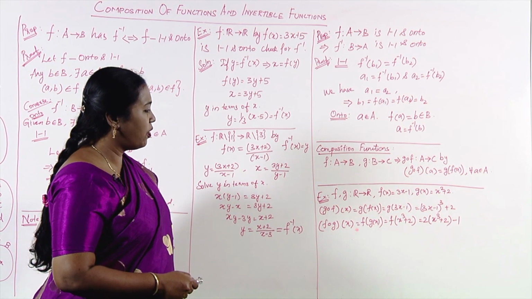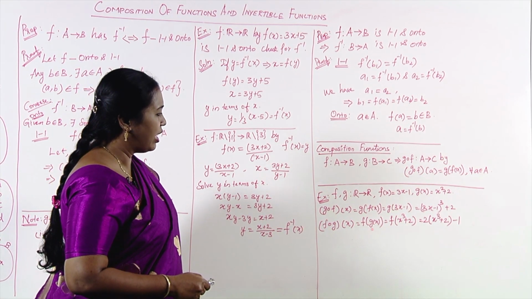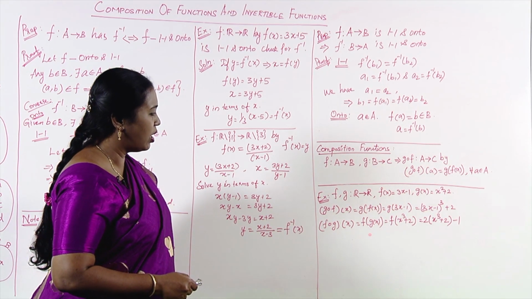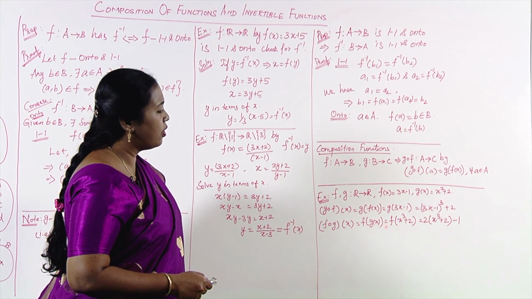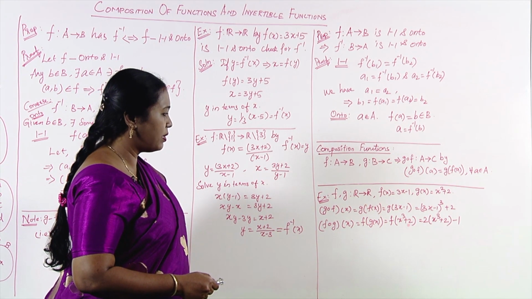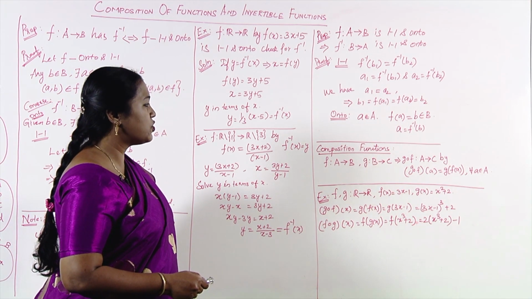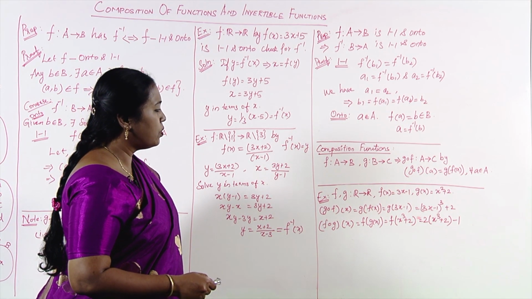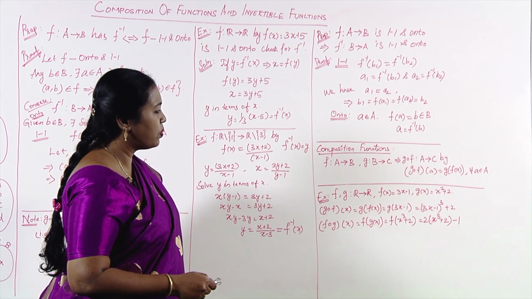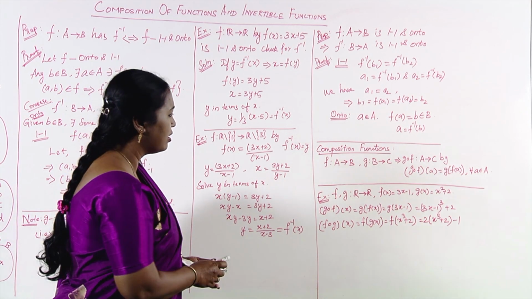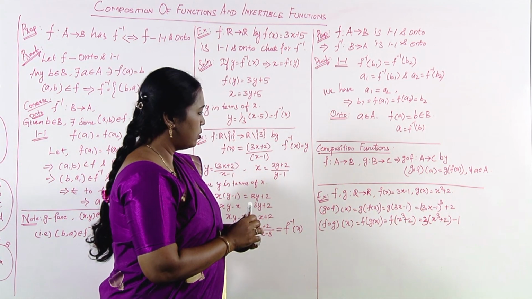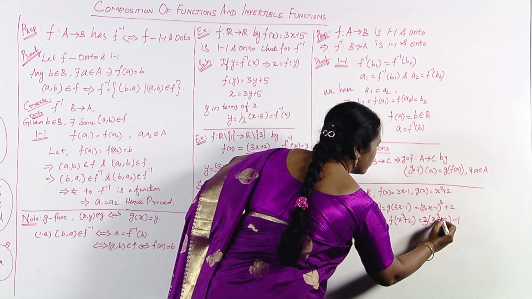F composition g of x will go from C to A, and again it does not make any difference here since it is all R to R. And here f of g of x would be, instead of g of x, substitute this value x squared plus 2. So, f of x squared plus 2 would yield 2 into, and now what do we know about f of x? It is 3 times x minus 1. So, this should be 3 into x squared plus 2.